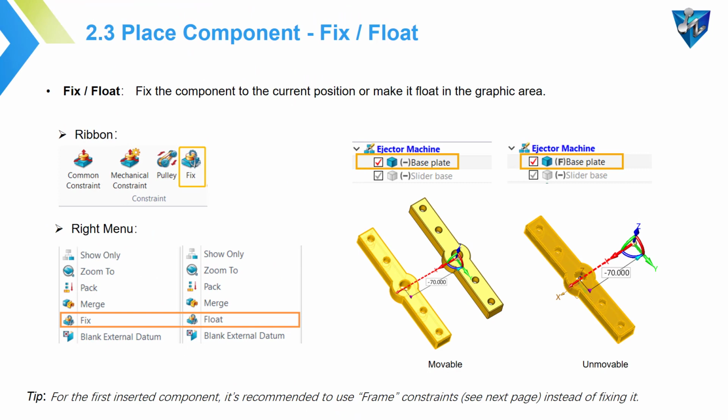Now we have inserted some components. Next, we need to place the components properly. In some cases, we can fix the component in the current position directly. We can find the fix command in the ribbon or right-click menu. The component cannot be moved or have constraints added after fixing it. And of course, you can get it back to float the same way. By the way, for the first inserted component, it's recommended to use frame constraints to make it well-defined instead of fixing it.